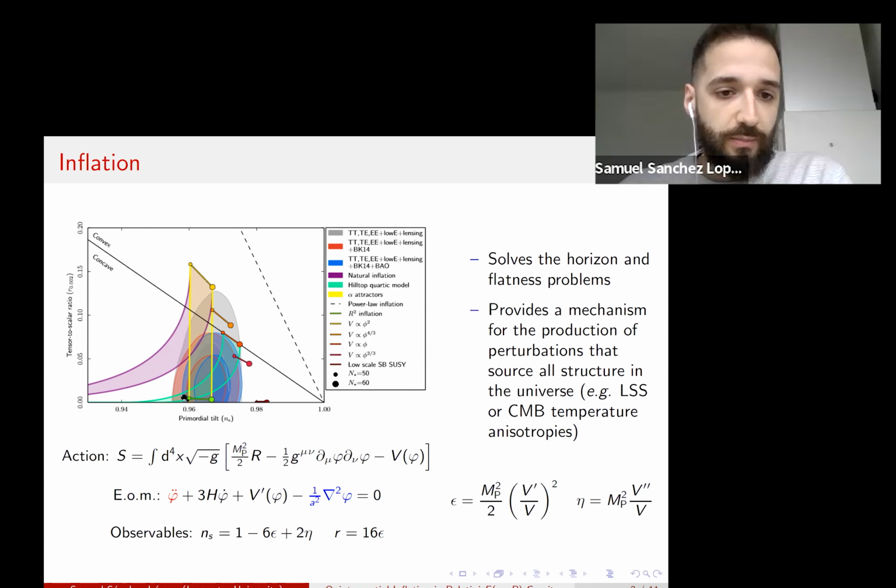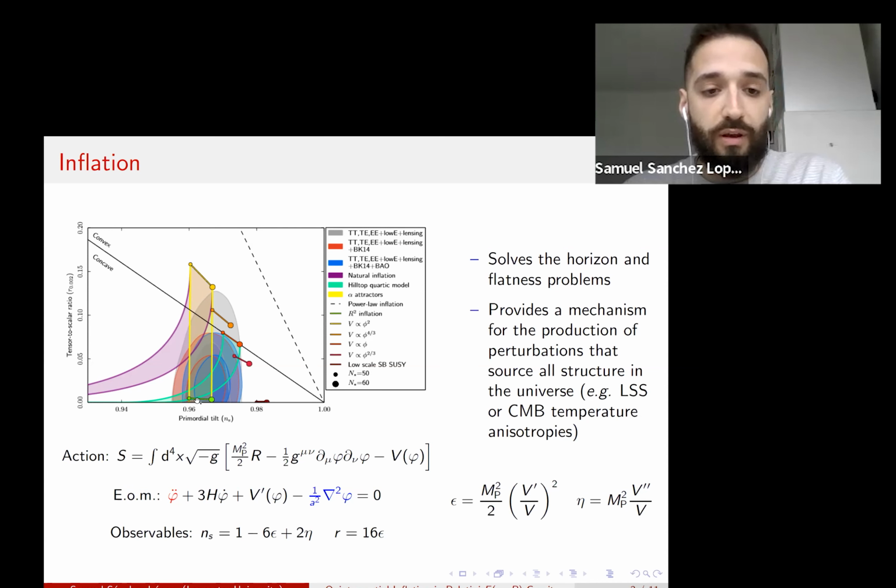Here I'm showing the Planck data. They are these blobs in superposition with the predictions of some models, and I would like to focus specifically on two of them: R squared inflation, which corresponds to this green line here at the bottom, and alpha attractors, which is this yellow box. It's important to note that for alpha attractors, you can make the tensor-to-scalar ratio arbitrarily small just by changing alpha.